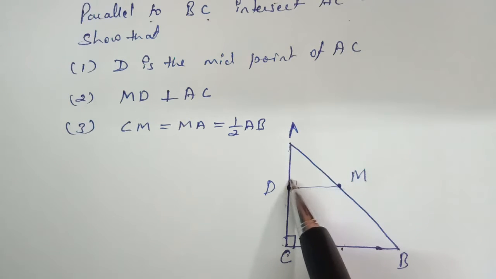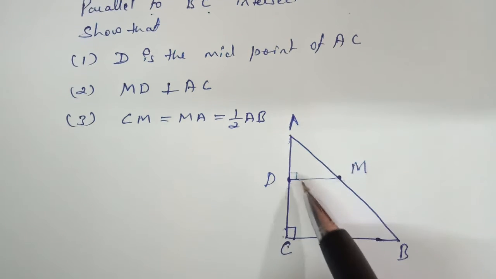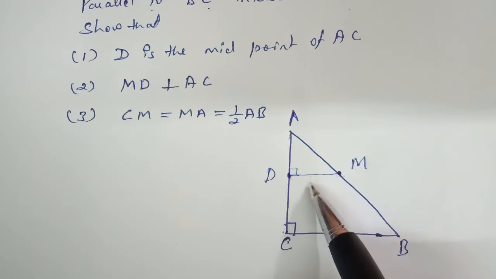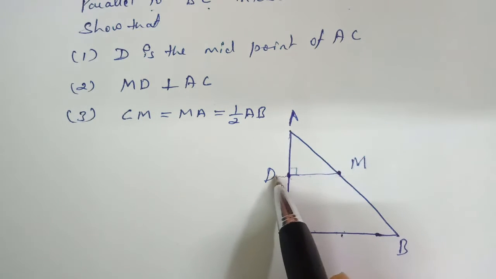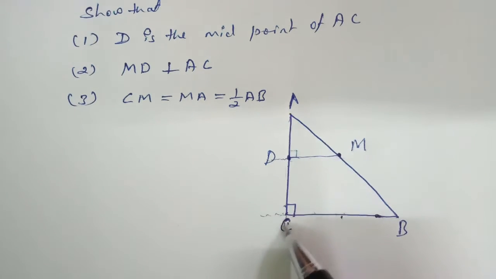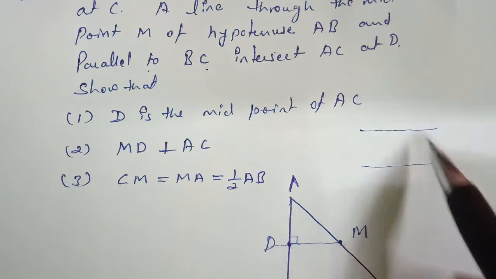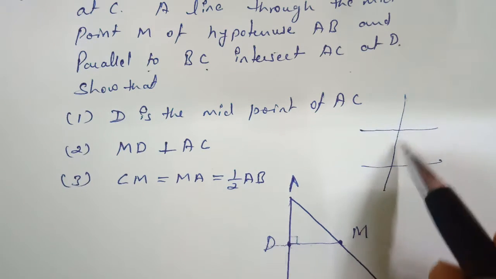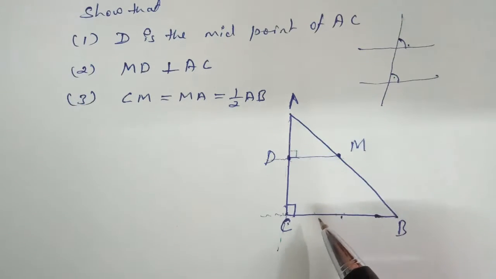Perpendicular means we have to get this angle as 90 degrees, or this angle as 90 degrees. If one is 90 degrees, then the other will also be 90 degrees. Now for proving this, we are going to use the concept of corresponding angles. Here you can observe these two lines are parallel, it is given. And if we produce this line to the base, then this will be called a transversal. We have learned that if two lines are parallel and there is a transversal, then the corresponding angles are equal. So we are going to use the concept of corresponding angles.